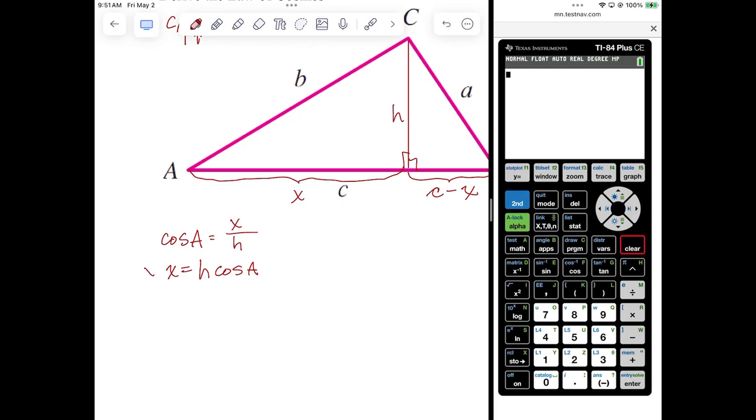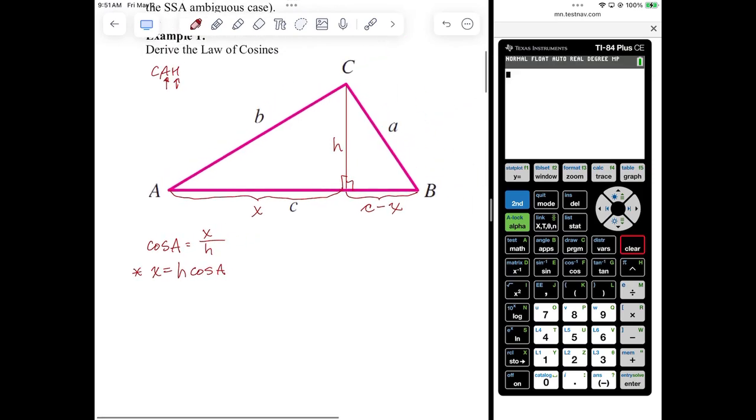Now I'm going to stop right there for a second, but I'm going to put an asterisk by that because I might need to come back to that. All right, the next step in the derivation is to use the Pythagorean theorem on both of the right triangles. For the left triangle, the P theorem, as I'm going to call it, is x squared plus h squared equals b squared.